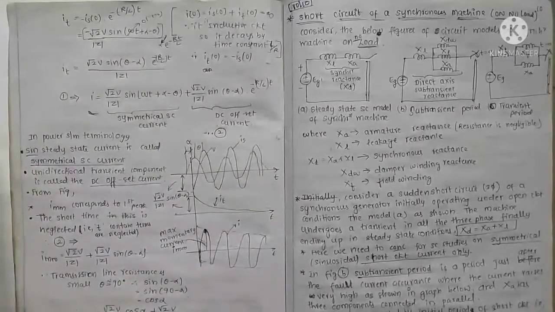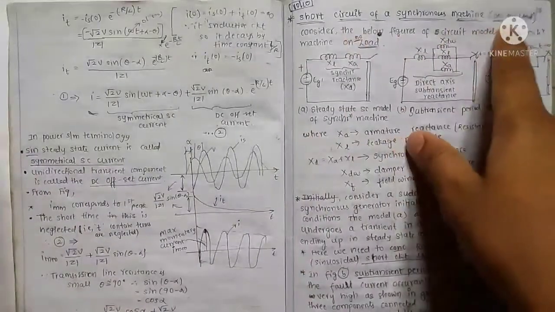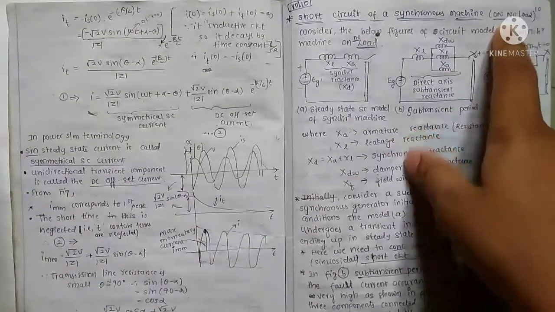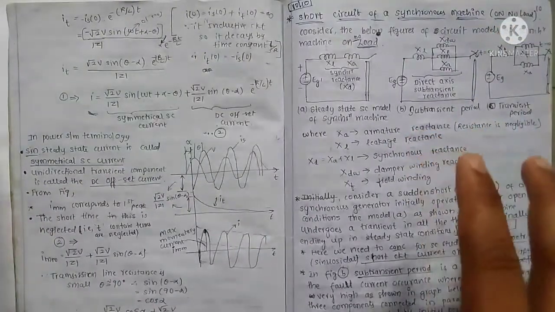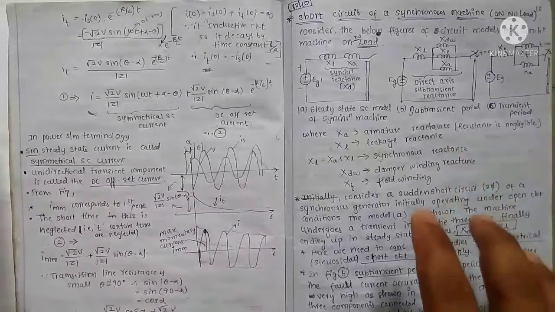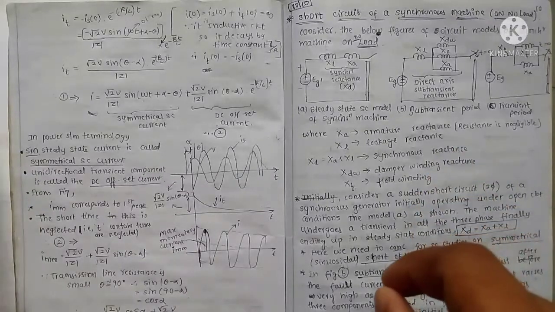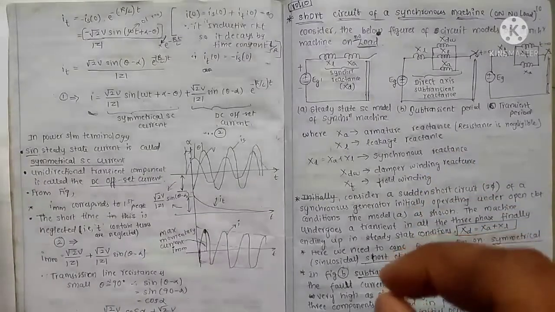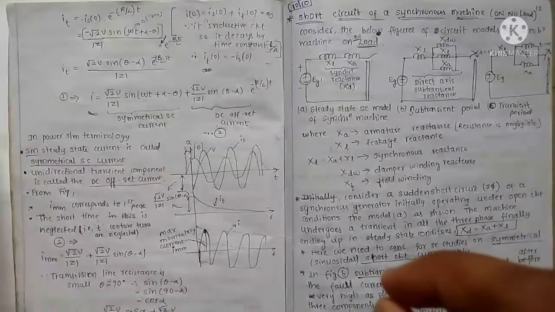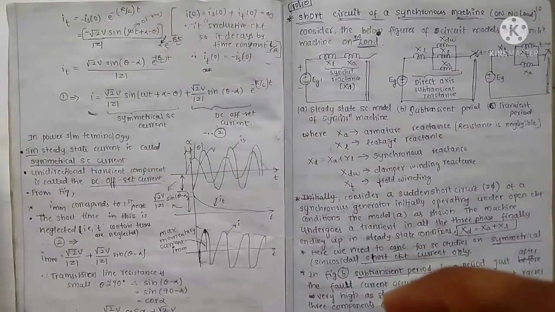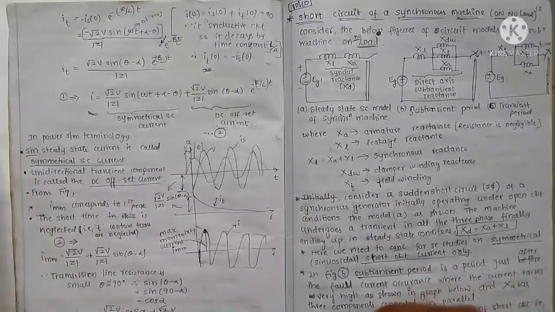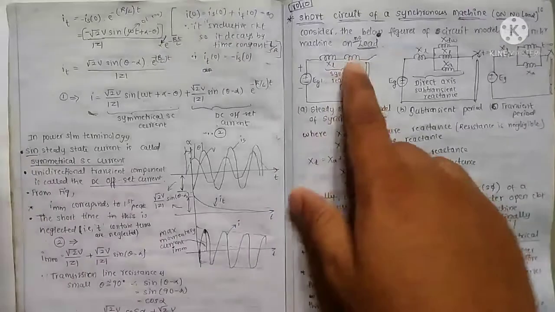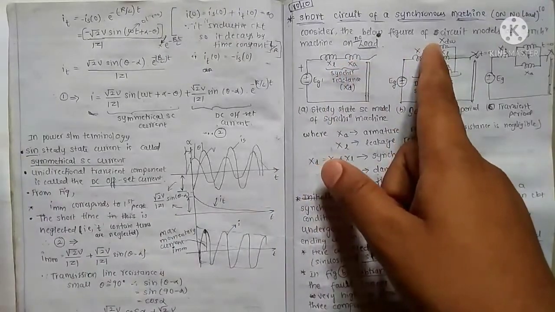Our next topic is short circuit of a synchronous machine on no load. I will just give an overview of what actually goes on in this. A synchronous machine is a main part of a power system network, because without a synchronous machine there is no generation, not at all a power system. Therefore the short circuit on a synchronous machine matters a lot.